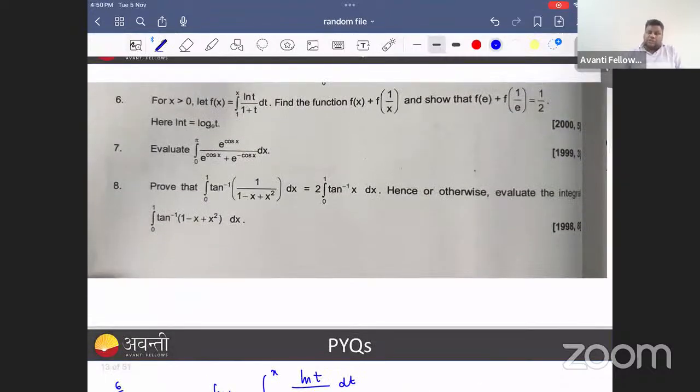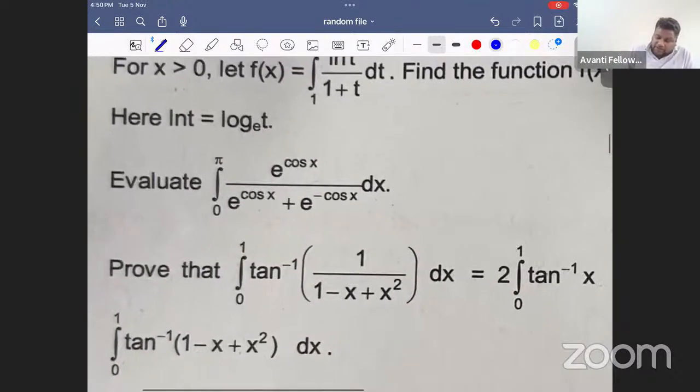Now, go with question number 7. This is an easy treat. Question number 7: integral 0 to pi, e to the power cos x upon e to the power cos x plus e to the power minus cos x.